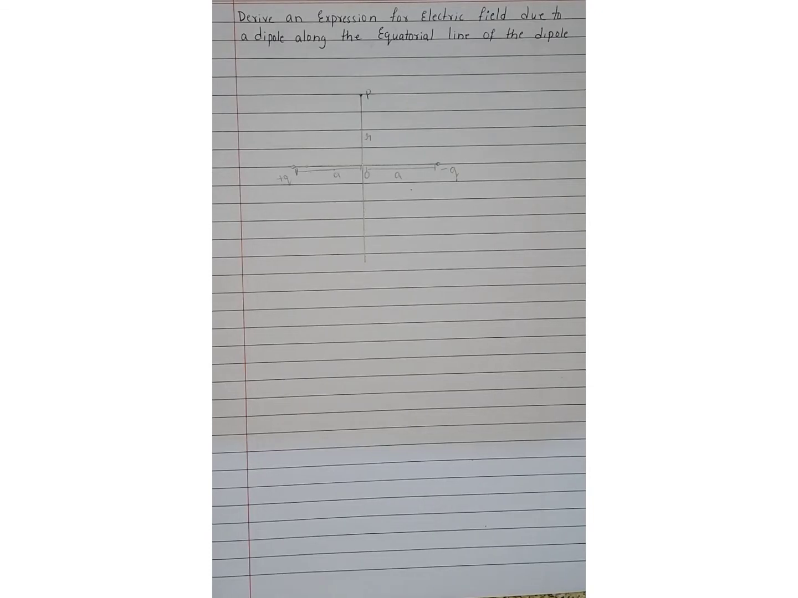In this video, we'll see a derivation of the expression for electric field due to a dipole along the equatorial line of the dipole. I hope you're clear with the previous derivation, that is, along the axial point. The same steps we'll use here, but there will be slight changes in the steps. If you're clear with it, it will be easier with this derivation.